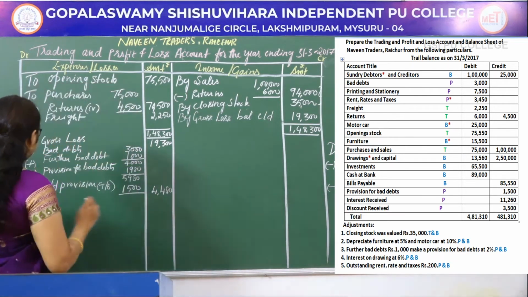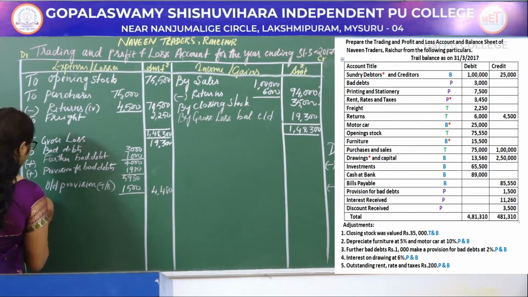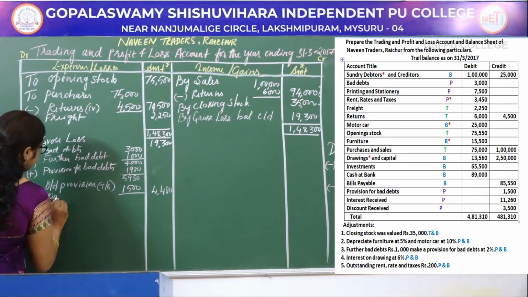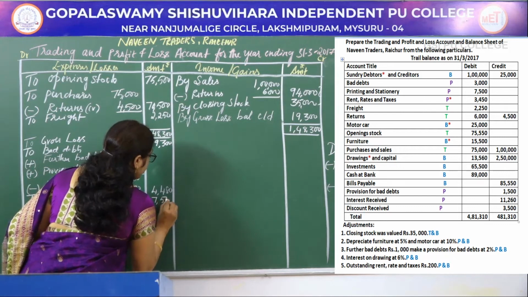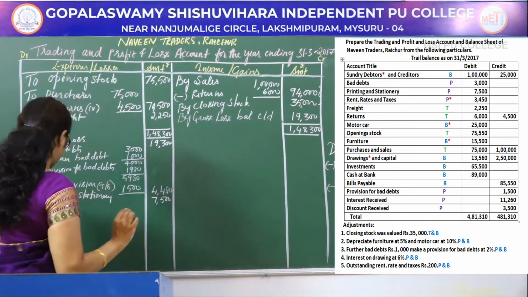Next one, printing and stationery. To printing and stationery. Write in the outer column 7,500 because there is no adjustment.